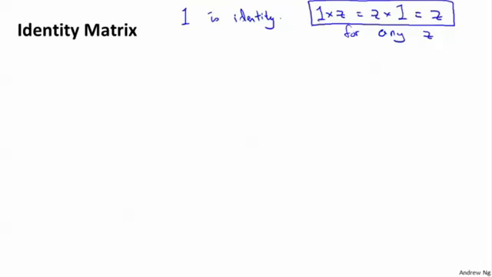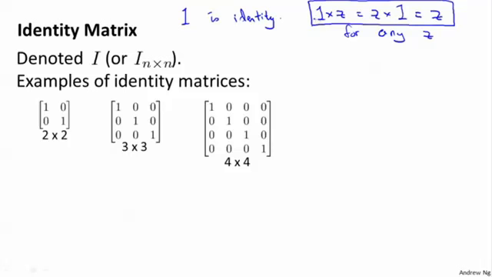So it turns out that in the space of matrices, there's an identity matrix as well, and it is usually denoted I, or sometimes we write it as I subscript n by n if we want to make explicit the dimension. So I subscript n by n is the n by n identity matrix, and there's a different identity matrix for each dimension n. And here are a few examples.